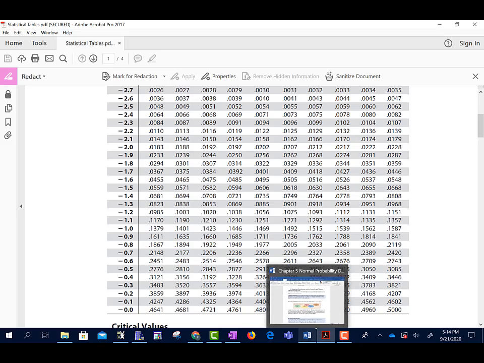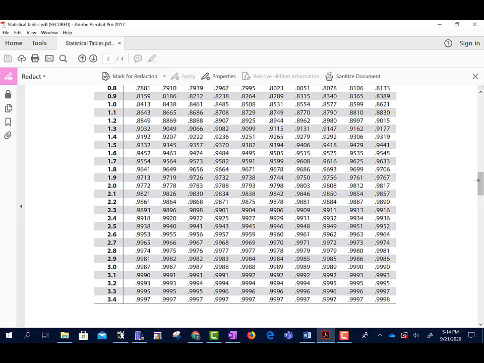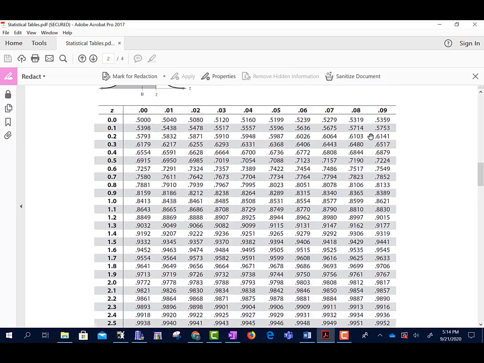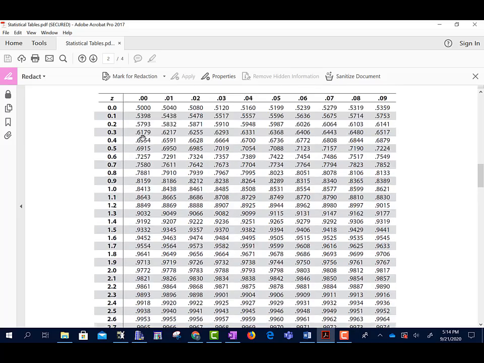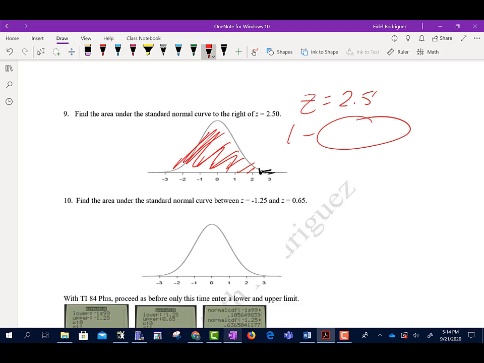So let's come back over here. Let's go to 2.50. Where's the 0 in this case? The 0 is the first one right here. So 2.50 is 0.9938. It's this piece right here, 0.9938.